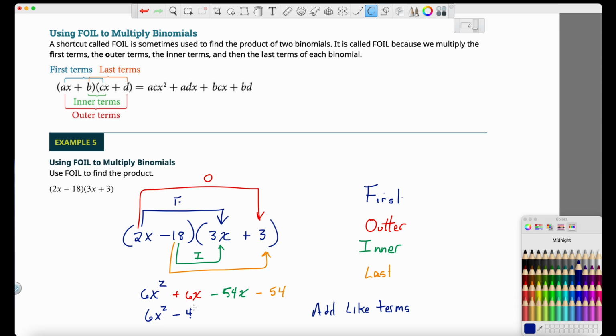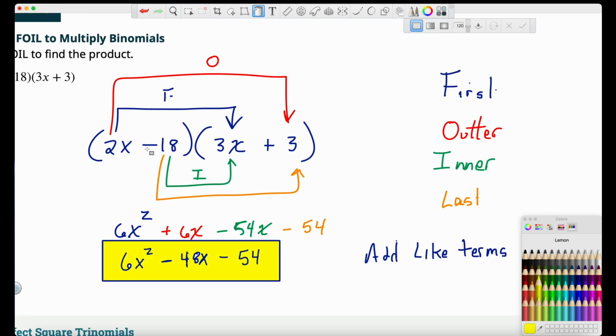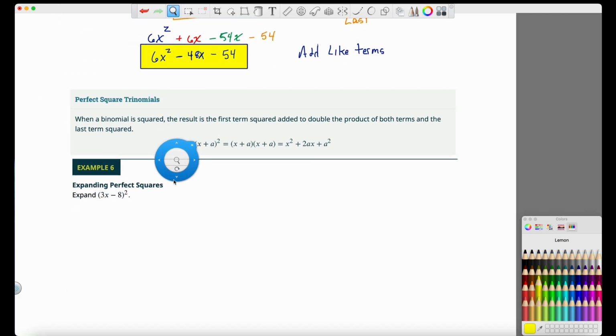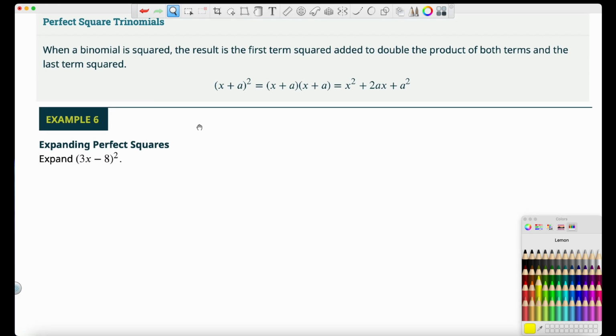Sometimes my stylus doesn't cooperate. Okay. Am I going to box that in? There we go. FOIL. You know, you can also use that table method that we just did before.